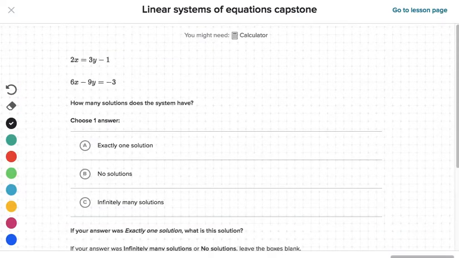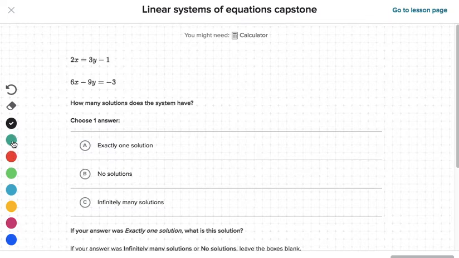Okay, one more question. Again, first we want to find out how many solutions the system has. So we want to look at this. We want to find out the slope first of all, to see if it has one solution, and if necessary, we'll look at the other ones.